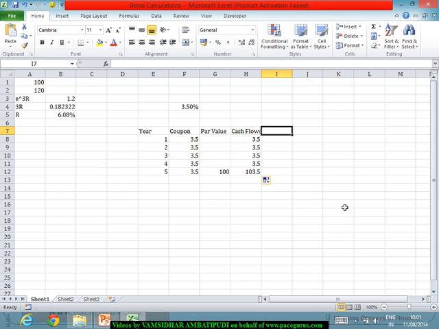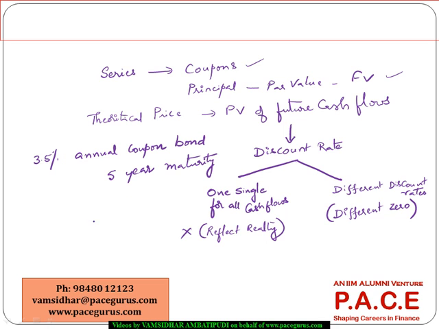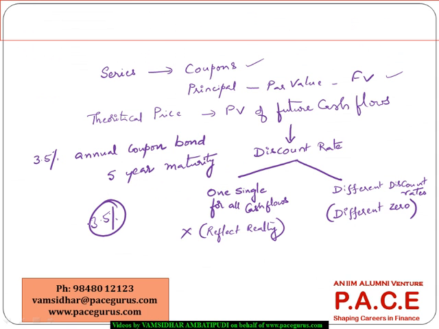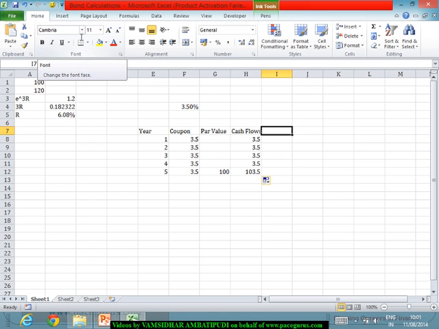Now, if I want to find out the present value of all these cash flows, the theoretical price of this bond, there are two ways. One, I use one single discount rate. Let's say for this entire period the discount rate is 3.5%. I want to use one single discount rate to discount all these cash flows, or probably a slightly different rate. Let's say I want to discount all these cash flows at 3.7%.